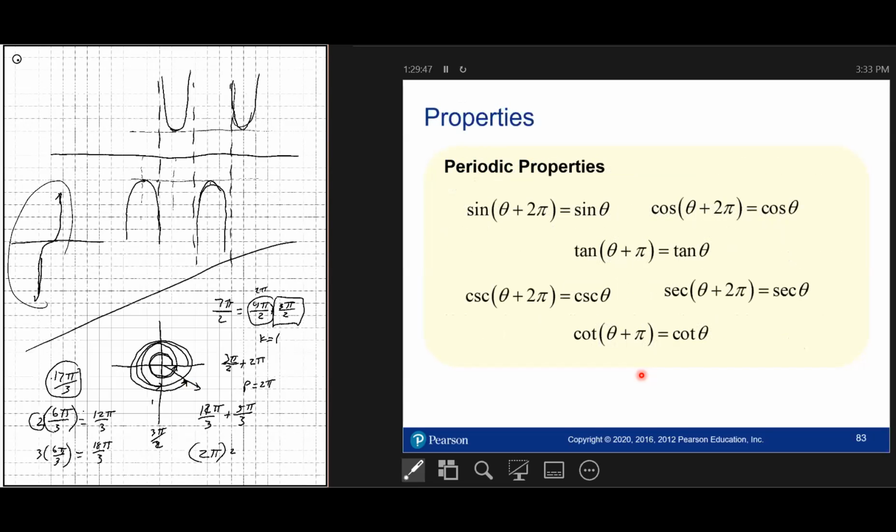Periodic properties. Sir, is there writing lower or is this all of it? No, there's nothing down here. Okay.